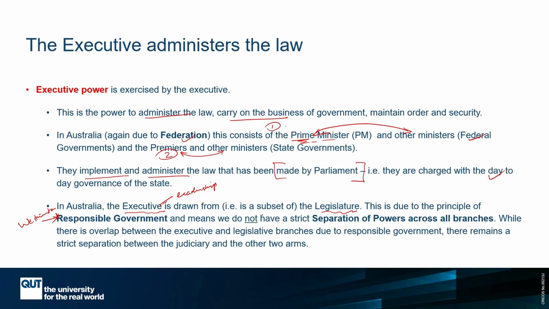However, it means we don't have a strict separation of powers. If you think about it, we have all of the elected parliamentarians, and then the executive. The leaders of the executive are a subset of the legislature. However, we try to make our judiciary an entirely separate organ and have a strict separation for the judiciary.